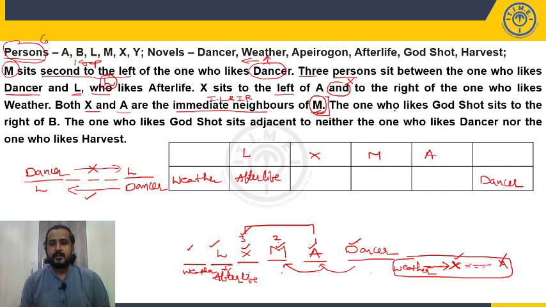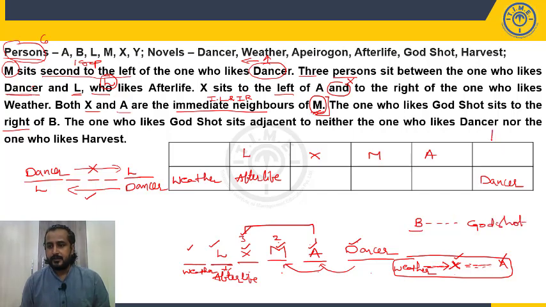Now what is given? The one who likes goat shirt sits to the right of B. It is given right, but have they mentioned immediate right or second right or third right? No, they did not mention. So what I can say with the help of this clue is that with respect to B, on the right side, goat shirt will be there. Now, where do we have the scope to place B?